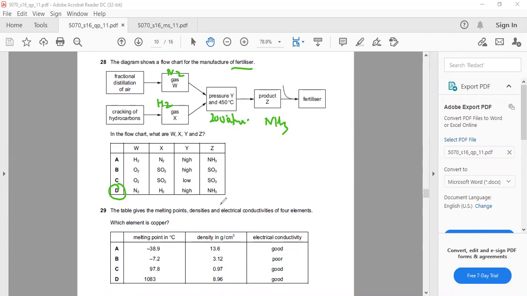Okay. So W is nitrogen, which is obtained by fractional distillation of liquid air. Hydrogen is obtained by cracking of hydrocarbon, which is very cheap. And by this process, we prepare ammonia. Okay. So D is the answer.